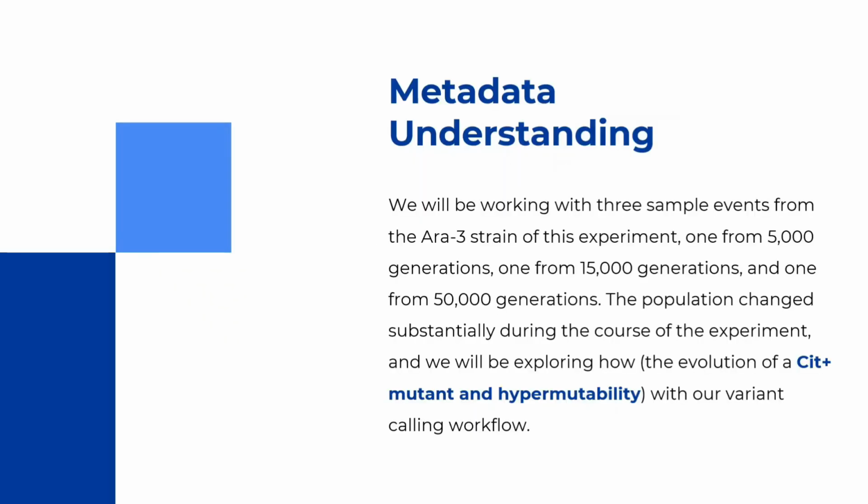So what is the metadata that we are using? We will be working on three sample events from three strains of this experiment: one from the 5,000th generation, one from the 15,000th generation, and one from the 50,000th generation. The population changed subsequently during the course of the experiment. We will be exploring how the mutation evolution of the mutants and hypermutability appear in our variant calling workflow. So that was hypermutability, and how to check for mutations in your data.